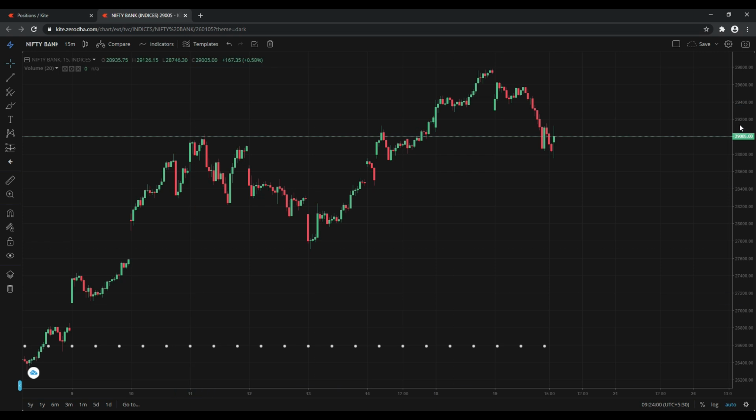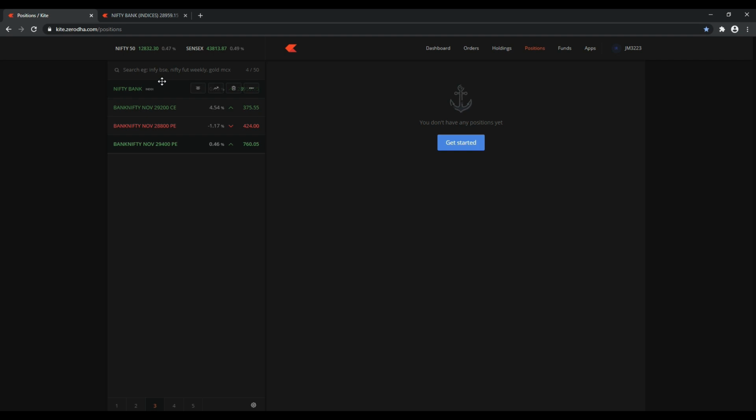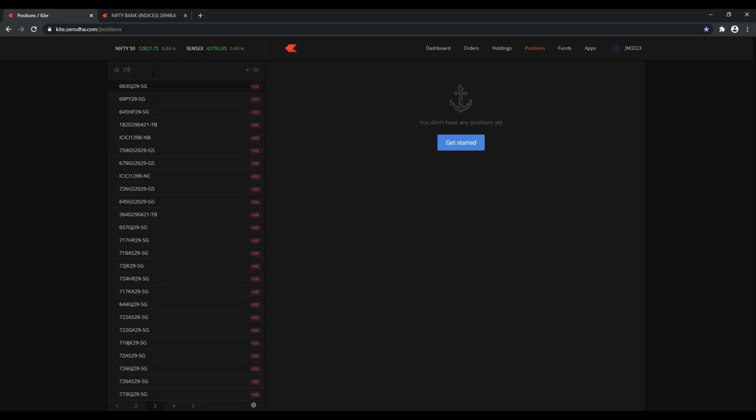Another thing, if you are seeing Bank Nifty here, 29,000 is there. So suppose you are thinking that the market will go down. What are the options you have? You can buy a 28,400 put option, or you can short a 29,200 or whatever out of the money call options if the market goes down. So for that, you can go here, and in this watch list you can keep, like, 29,200.